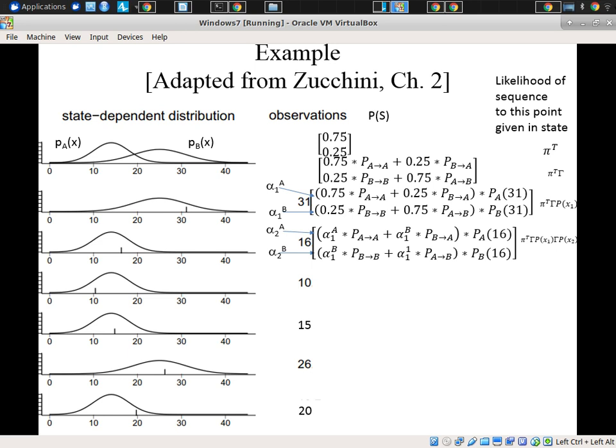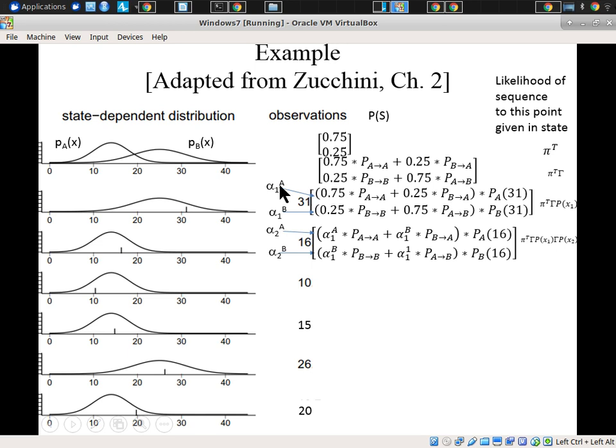So this probability within these parentheses here is just the probability that we're in state A now. It's 0.75 times the probability we would have stayed in state A.